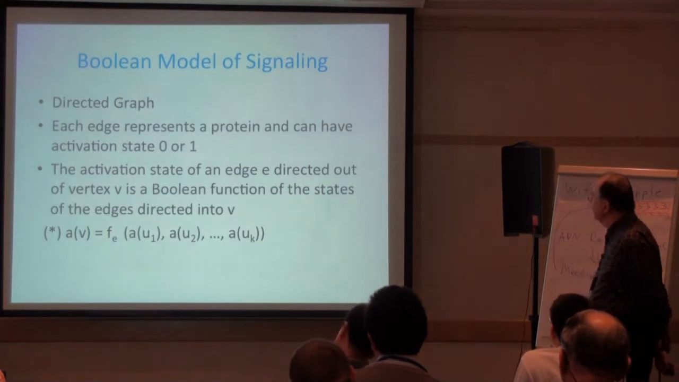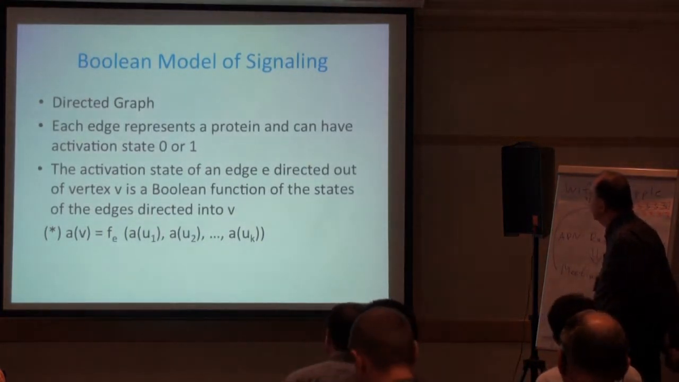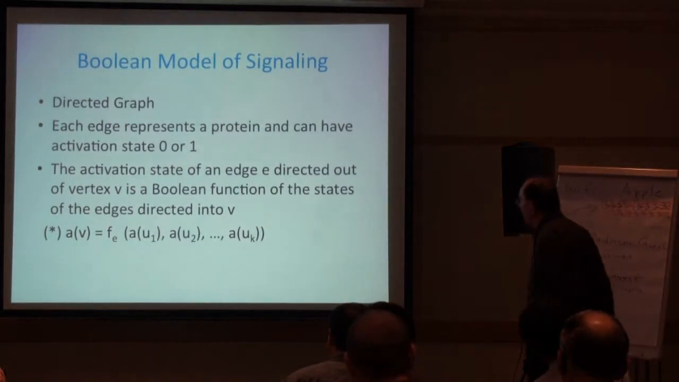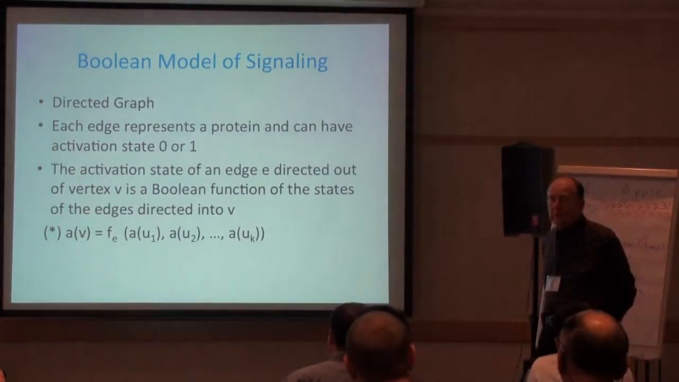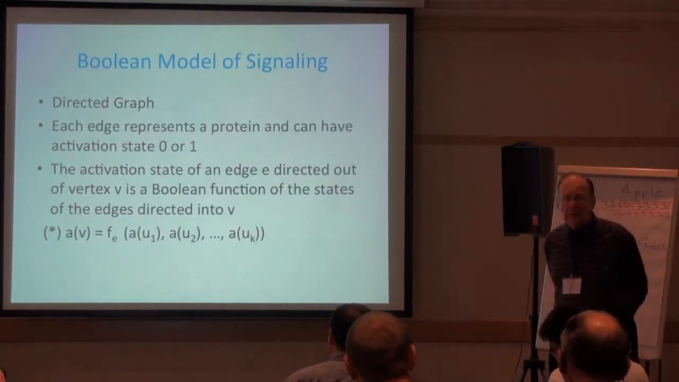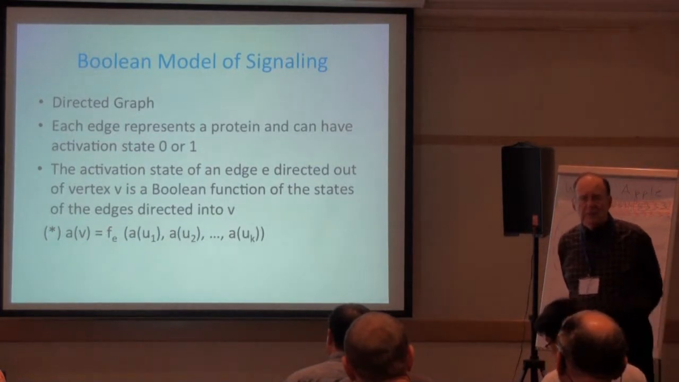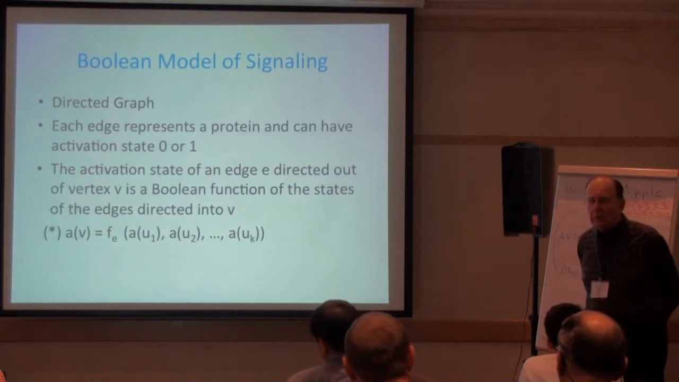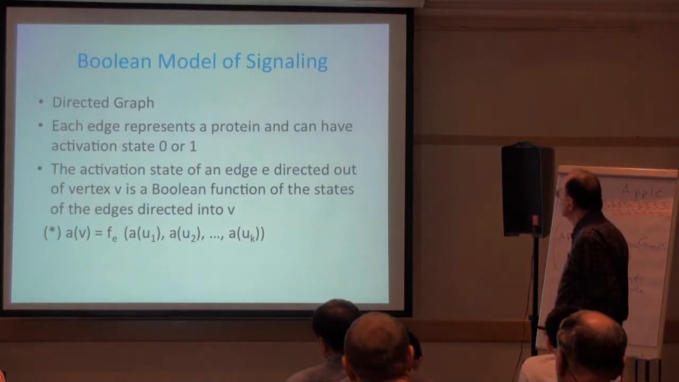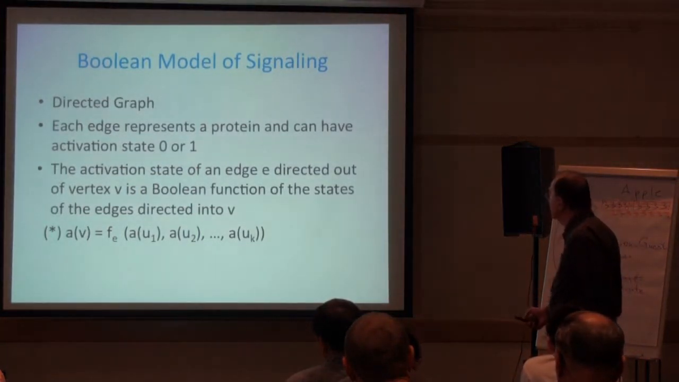And we will assume further in what follows that the directed graph is acyclic. So we're not modeling feedback here, although I think the approach can be extended to look at the extremely common case of signaling networks with feedback loops. So the directed graph will be taken to be acyclic.